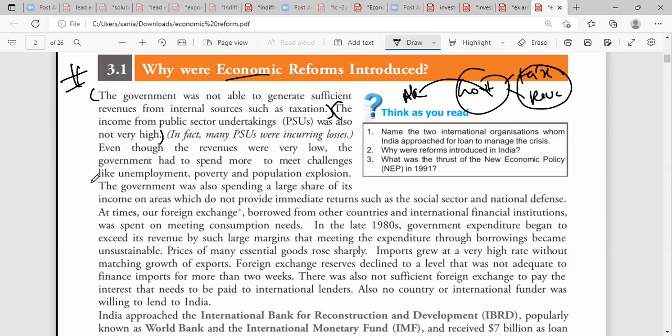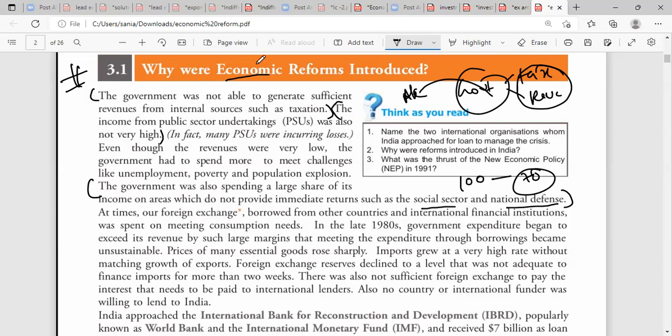So basically, what was the government doing? The government was not earning much, but still the government was spending a large share. Large share means out of whatever the government was earning, the government was spending a large part. For example, the government is earning 100 rupees, and out of 100 rupees, 70 rupees the government was spending on the social sector and national defense. Defense means army and all that. Clear?